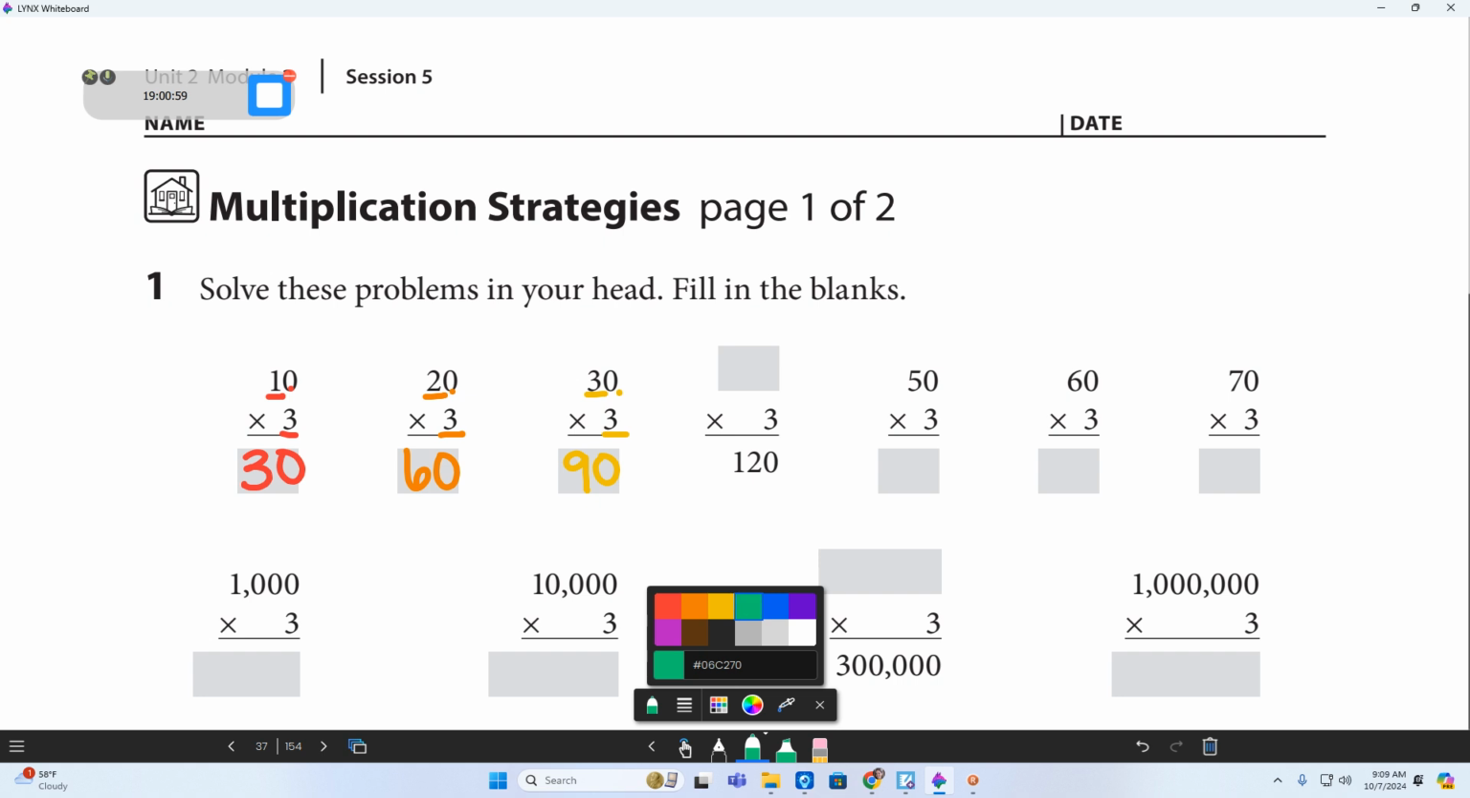This one's a little bit different. I'm going to say, what times 3 is 12? So I'm kind of ignoring that 0. And I know that 4 times 3 is 12. A 0 in the answer means I need a 0 in the problem. 5 times 3 is 15. A 0 in the problem, a 0 in the answer. 6 times 3 is 18. A 0 in the problem, a 0 in the answer. 7 times 3 is 21. A 0 in the problem, a 0 in the answer. All right, moving down.